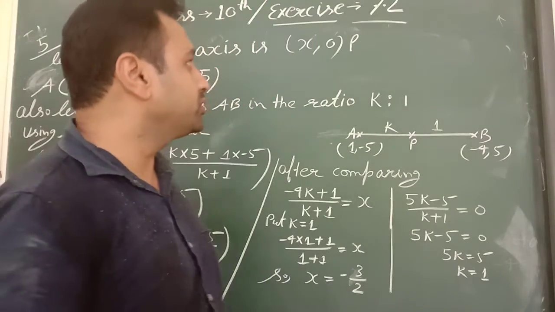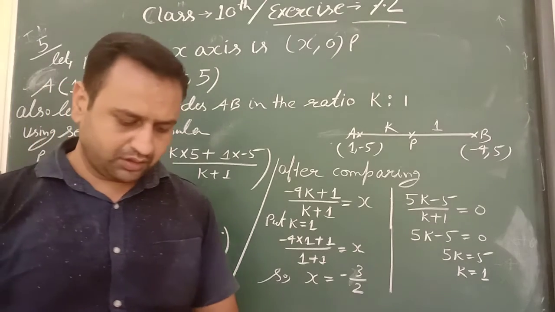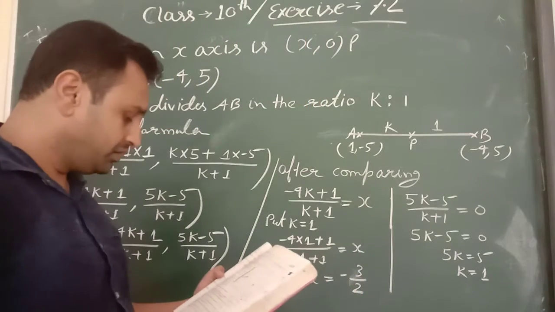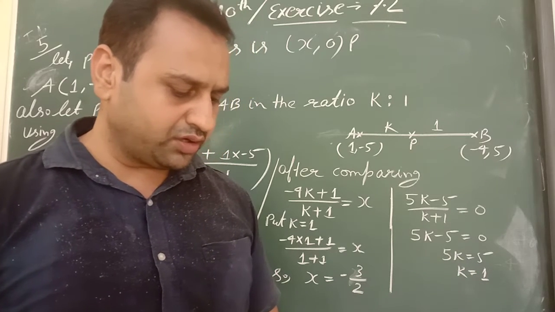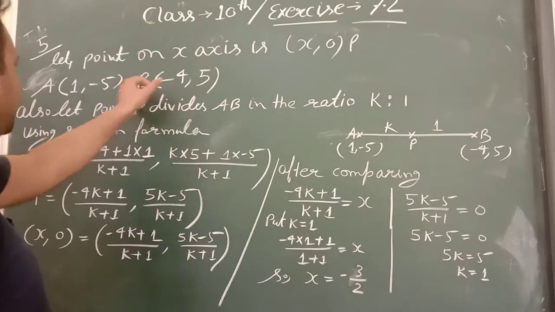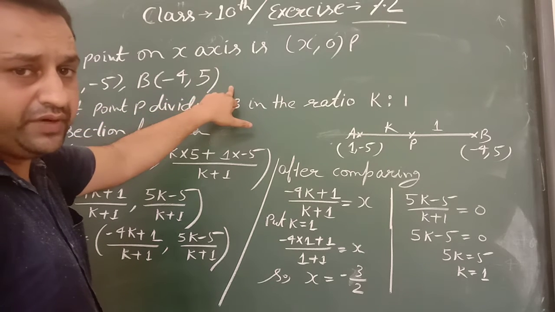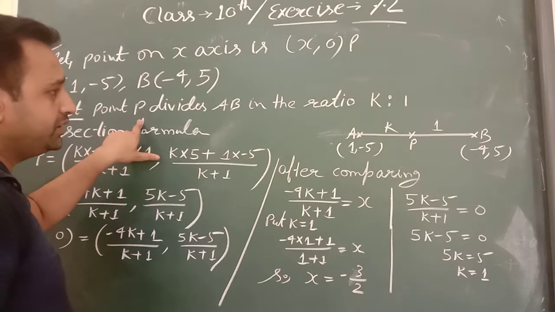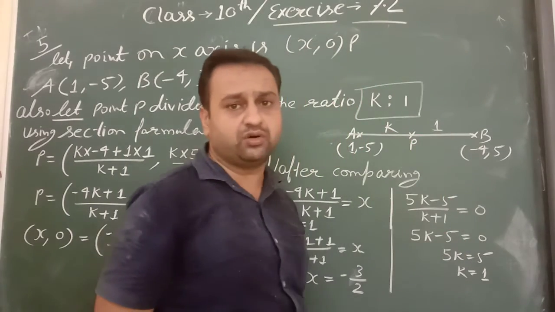Okay students, now we have to do question number 5. Find the ratio in which the line segment joining A (1, -5) and B (-4, 5) is divided by the x-axis, and find the coordinate of the point of division. Point A and point B are given, and we let the point on the x-axis be (x, 0), and a point on the y-axis (0, y). We suppose that point P divides AB in the ratio K/1. Again, when we find a ratio, we always suppose the ratio K/1.